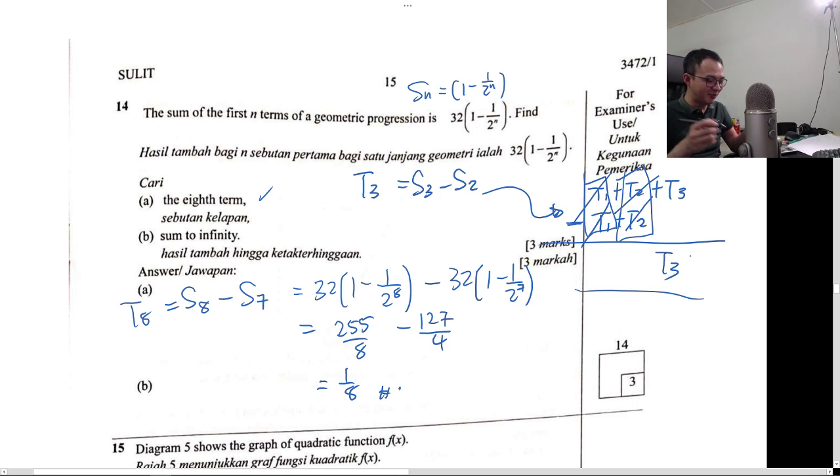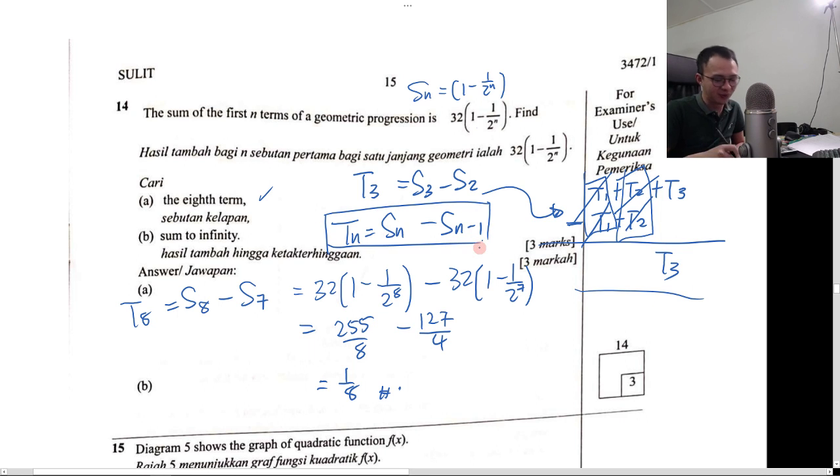If you really want me to write you a formula for it, just in case you don't know: in case you only have Sn and you want to find Tn, the formula will be Tn equals Sn minus Sn minus 1. You can use this one if you have no idea how to do it. Just apply the formula, it should be easier for you.